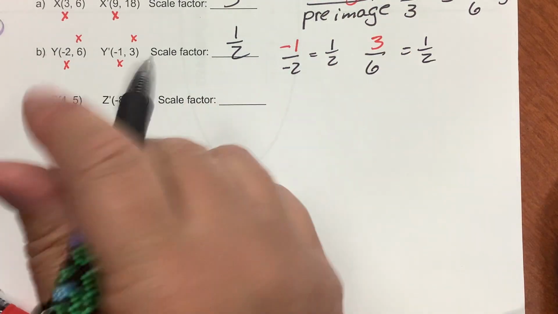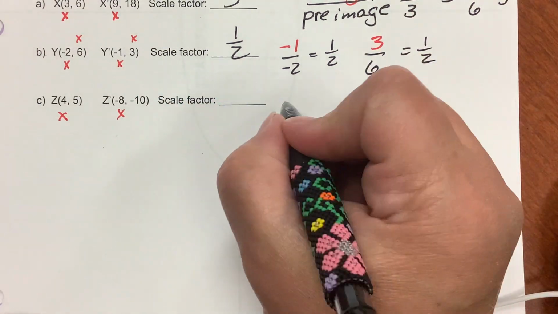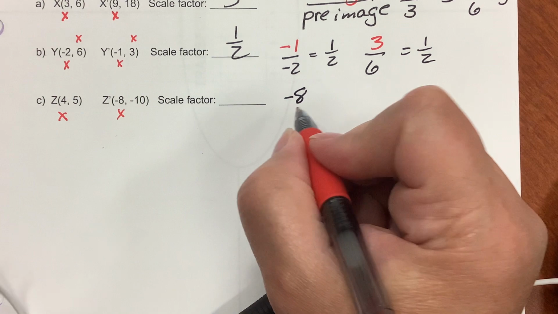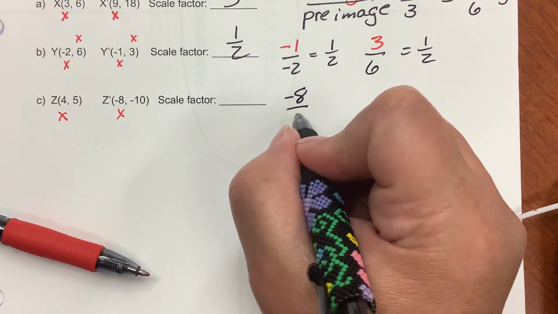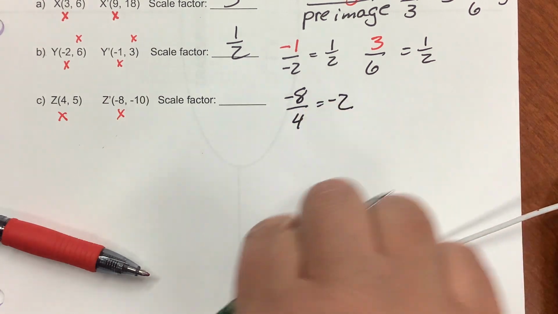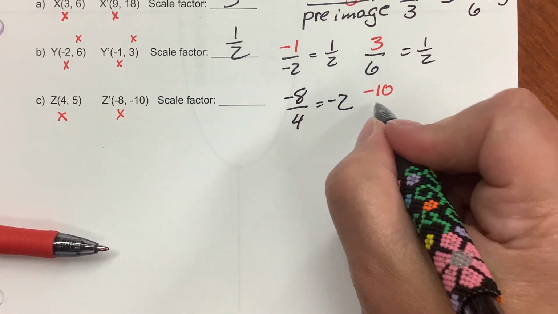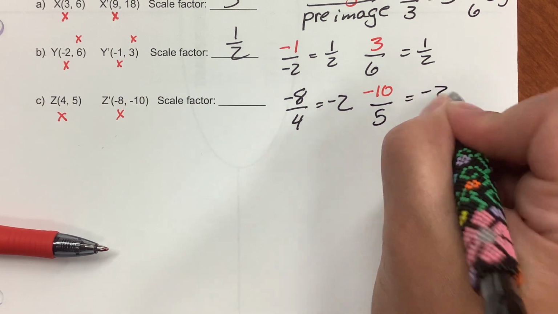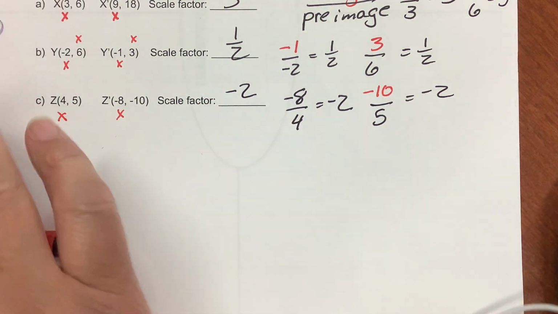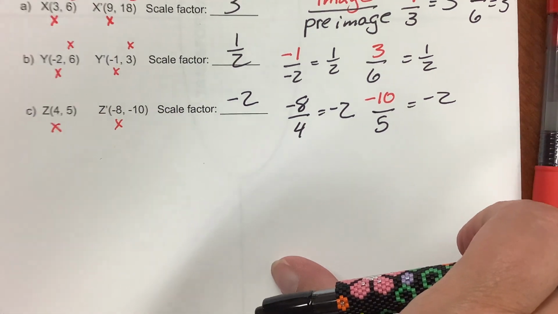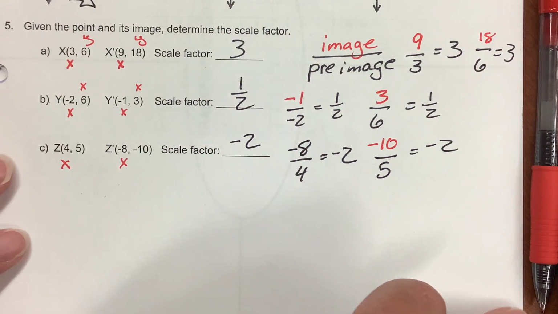All right, what do we have here? Let's do the x's first. Image on top, negative 8. Really? Yes, image on top. Negative 8 over 4 is negative 2. And negative 10 over 5 is still negative 2. Okay, so my scale factor here is negative 2. So you just divide and reduce it to lowest terms. It's image over pre-image. That's the important part here.